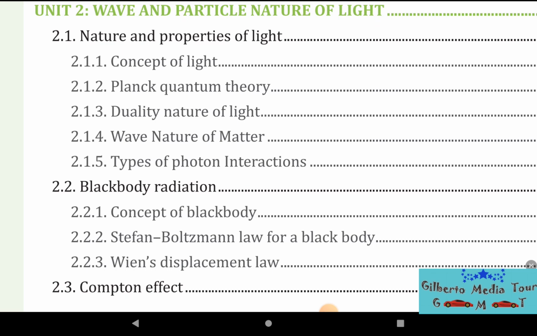So we shall discuss also the nature and the properties of light, concept of light, Planck's quantum theory, duality nature of light, wave nature of matter, types of photon interaction. Also, we shall look at the black body radiation and the Compton effect.